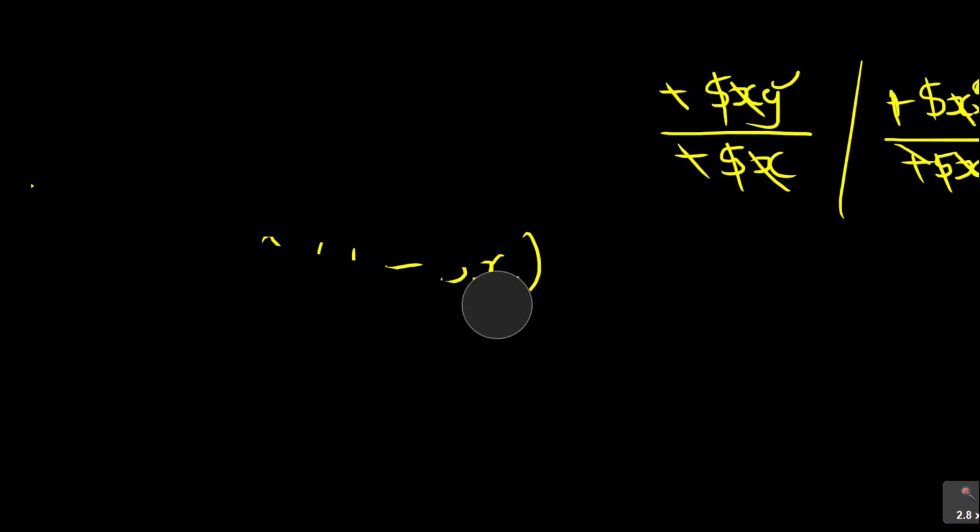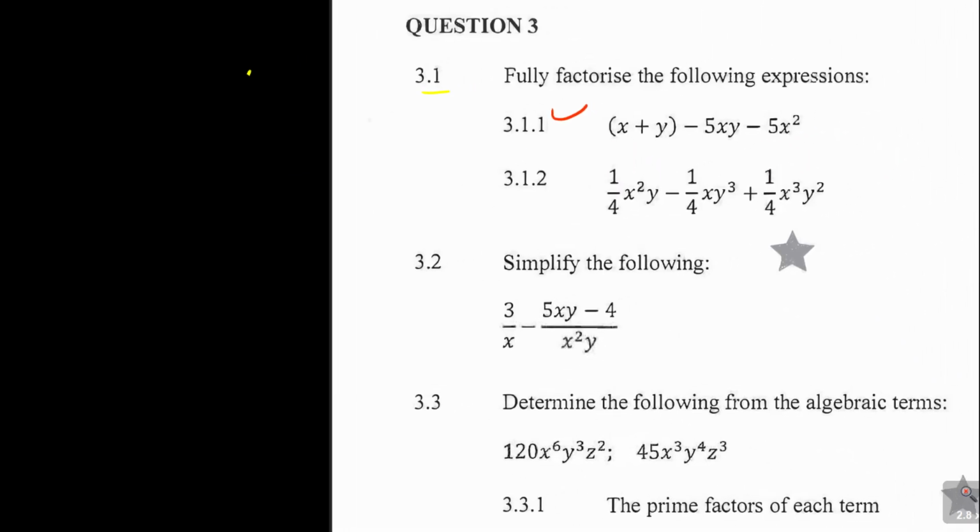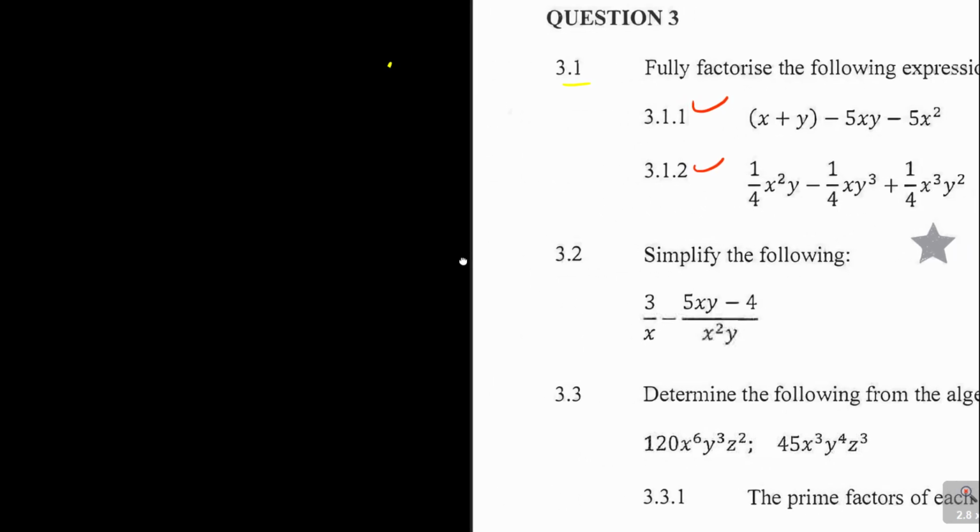So that was the question. Let's move on to the other part of this. 3.1.2 says, you need to simplify again. In here, if I can write it down, it's what?